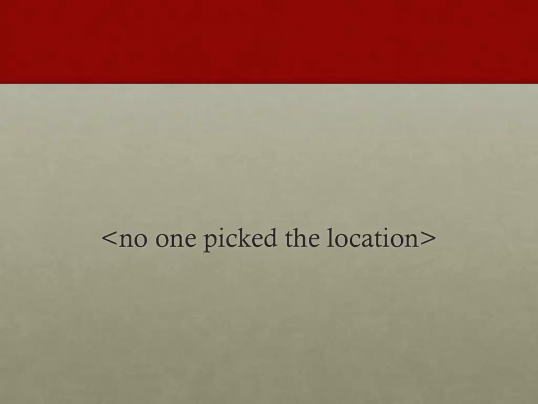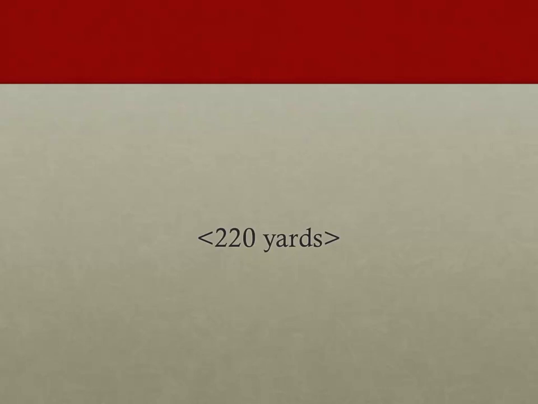No one out of this group picked the location of where the sub is. But what they did was they took all of the points on a graph where people thought the sub was going to be, and they ran it through a mathematical equation. And they used this equation to come up with the location of where the sub likely was, and it turned out to be 220 yards away from where the sub actually existed.